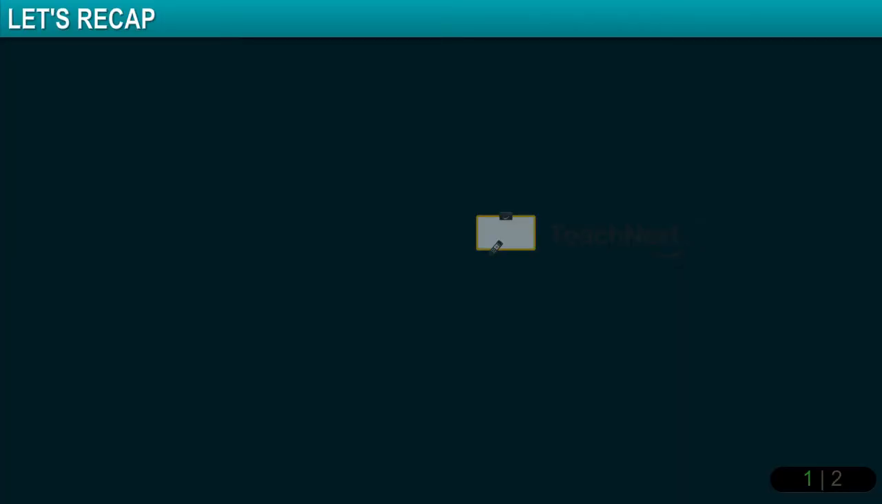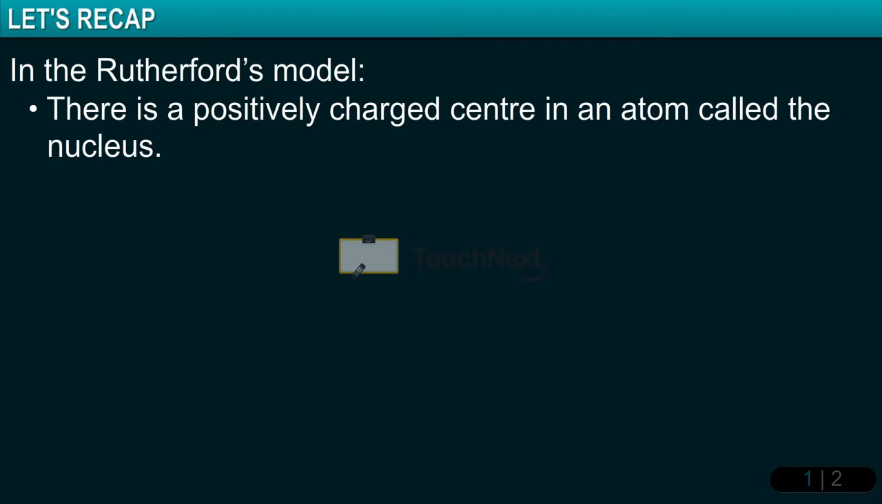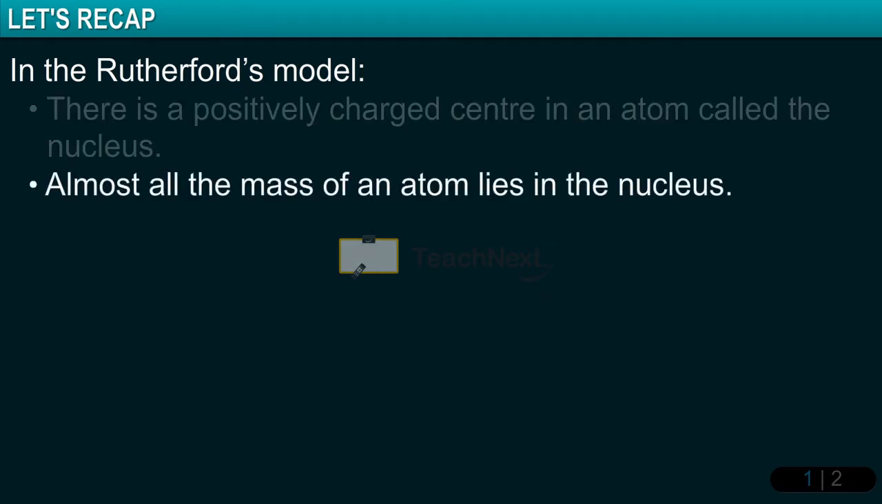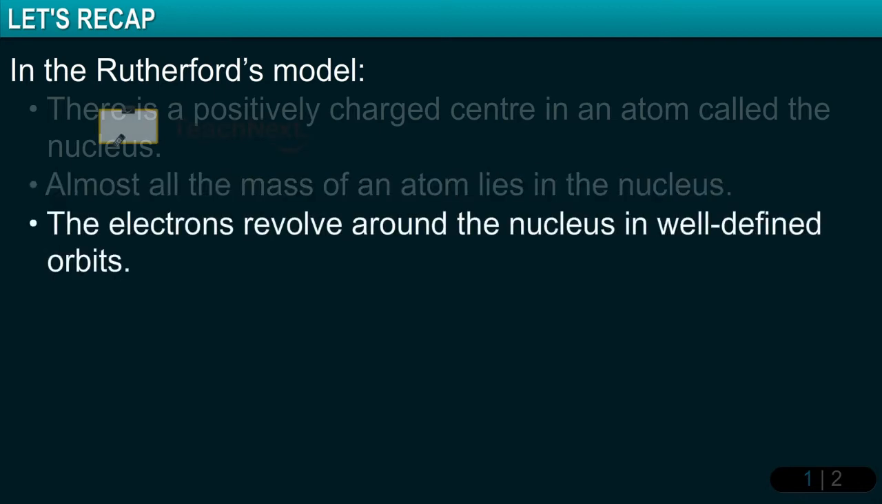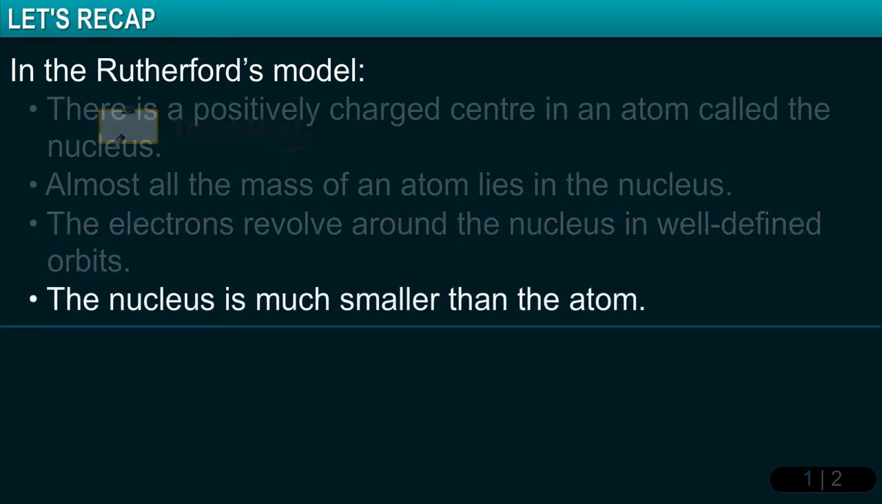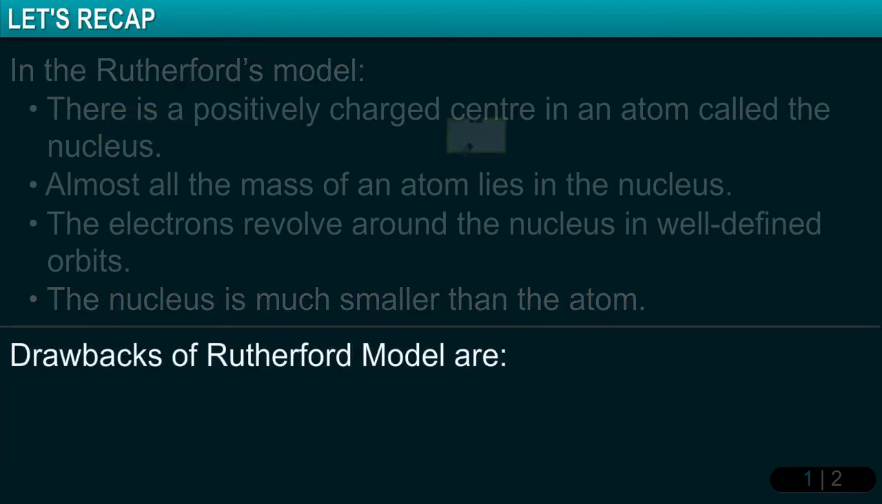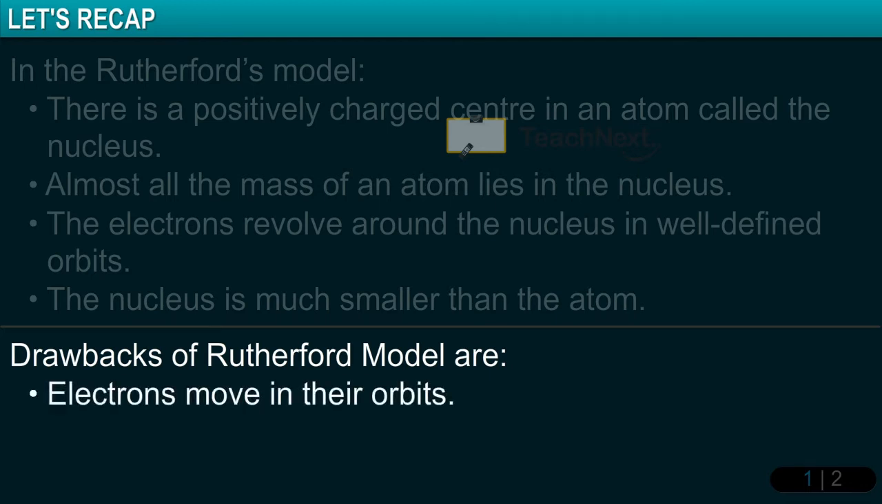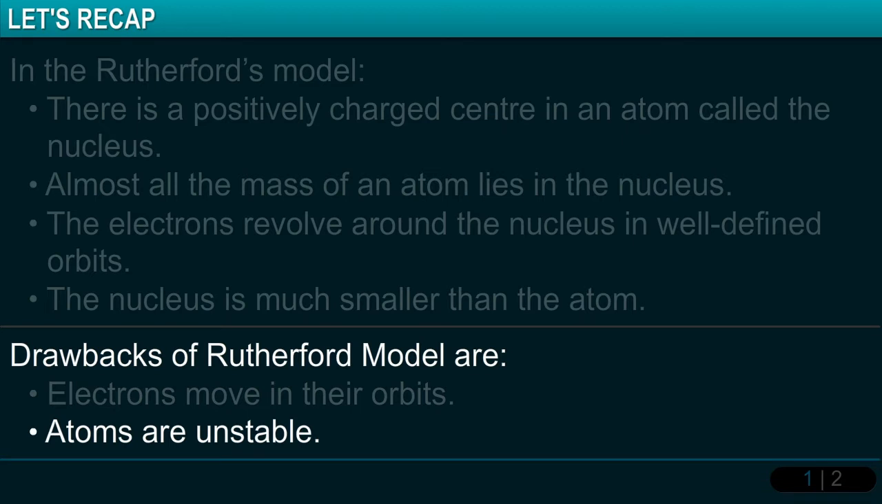In this module, you have learnt that in the Rutherford model, there is a positively charged center in an atom called the nucleus. Almost all the mass of an atom lies in the nucleus. The electrons revolve around the nucleus in well-defined orbits. The nucleus is much smaller than the atom. Drawbacks of the Rutherford model are: electrons lose energy as they move in their orbits, and atoms are unstable.